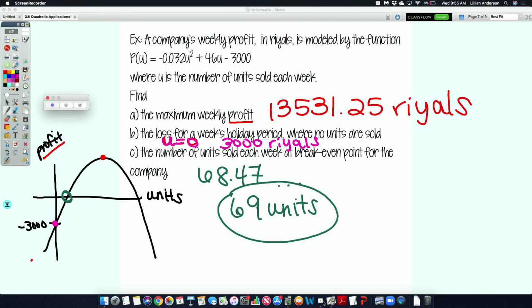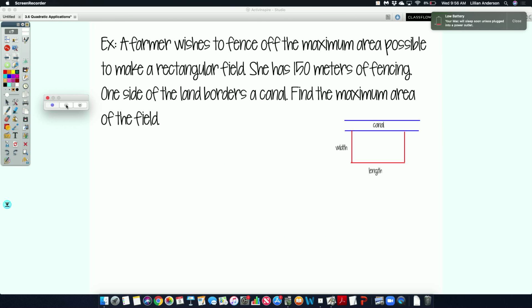How are these application problems coming? Let's look at example 3. It says a farmer wishes to fence in the maximum possible area to make a rectangular field. She has 150 meters of fencing. One side of the land borders a canal. We're going to find the maximum area of the field.